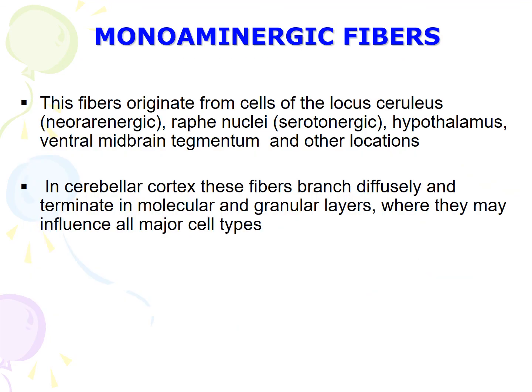Monoaminergic fibers originate from cells of the locus ceruleus, raphe nucleus, hypothalamus, ventral tegmental area, and some other locations. In the cerebellar cortex, these fibers branch diffusely and terminate in the molecular and granular layers, where they may influence other neurons.